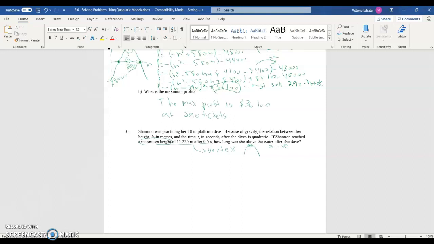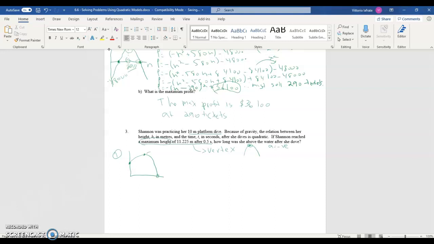We're also told that she's practicing her 10-meter platform dive. If we were to sketch what that looks like, it would be something like this. She's not starting off on the ground or at the water level. She's starting off 10 meters above the water. She's jumping, reaching a maximum, and then landing in the water. She rises, rises, rises, reaches a maximum there, and then goes into the water, which would be a zero over here. So this here would be our vertex.